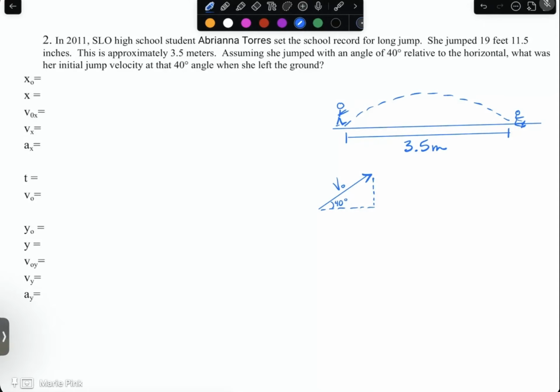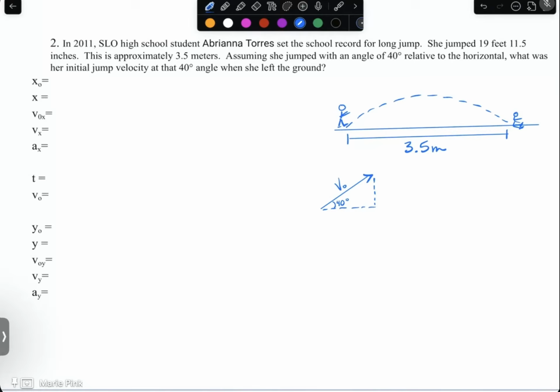So we're going to start by just filling in the things that we know. We have a starting velocity of v naught. We don't actually know what the velocity is. And she's going to jump approximately 3.5 meters. So this 3.5 meters is how far she goes. I'm going to put that in for my x, and I'm going to say she started at a position of 0. Now, in terms of her height, she's starting at a height of 0 and ending at a height of 0. So for y naught and y, those can be 0.